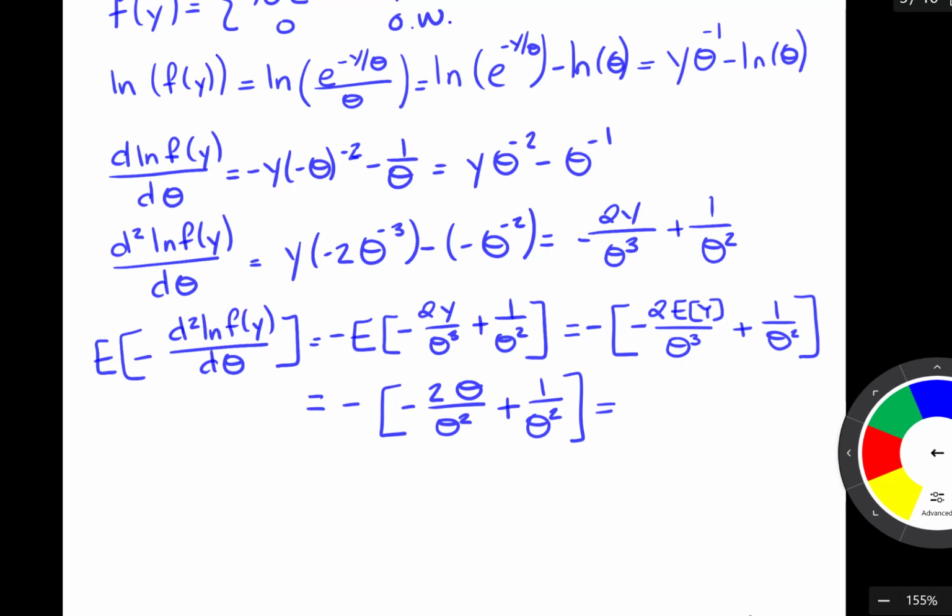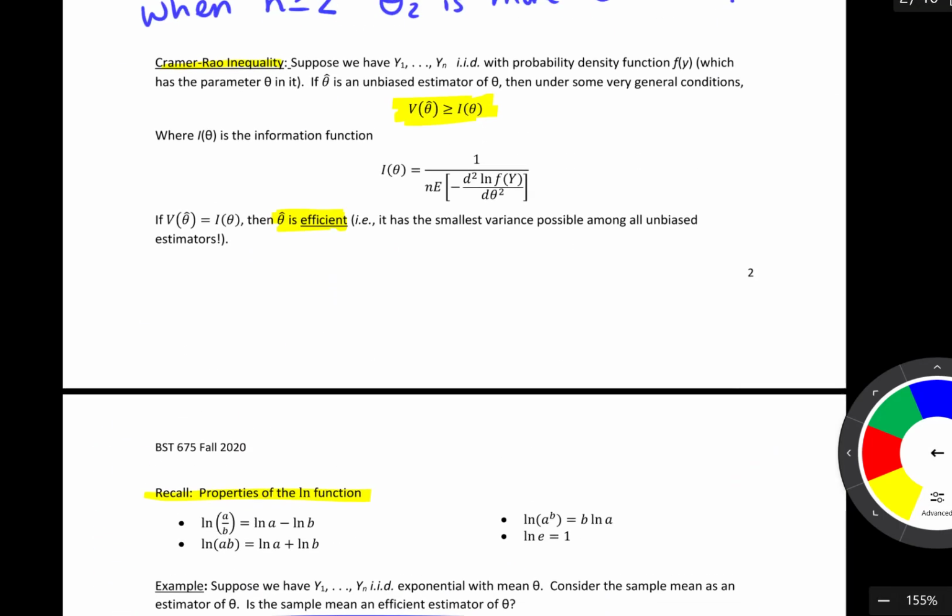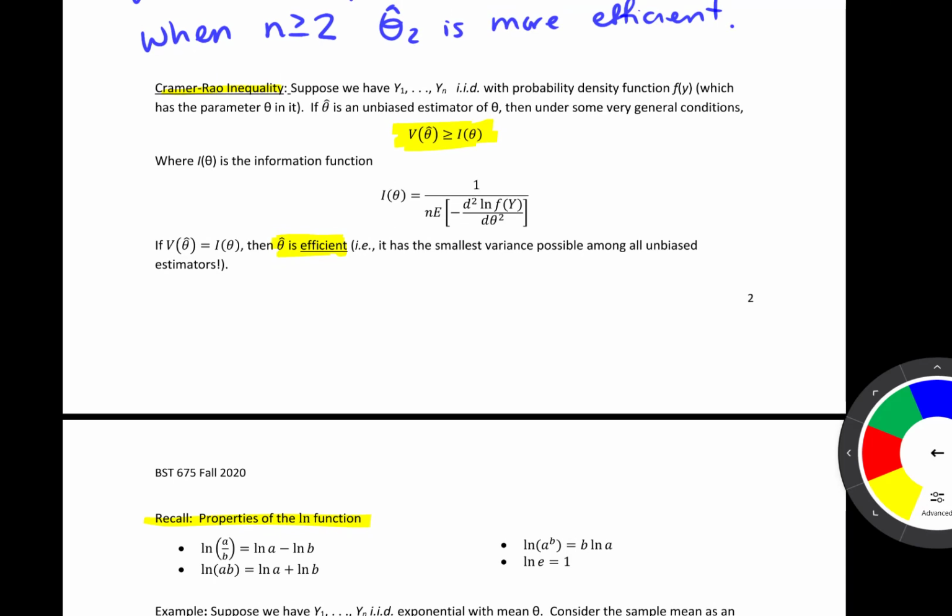So notice, oops, that should be a theta cubed there. So notice in the numerator here that theta is going to go away and that is going to become a 2. So now we have this is equal to negative 2 over theta squared plus 1 over theta squared. And so this is going to become 1 over theta squared. All right, so now going back up to the information function, notice that we have found this expected value, so the only thing we need is to divide 1 by that number times n.